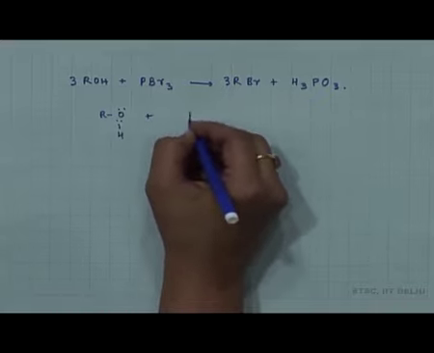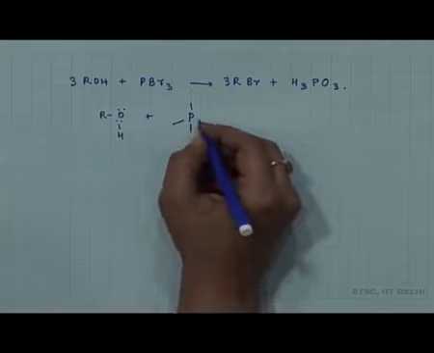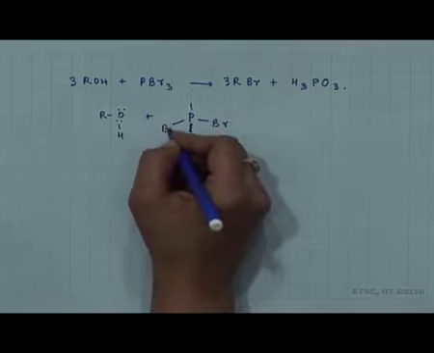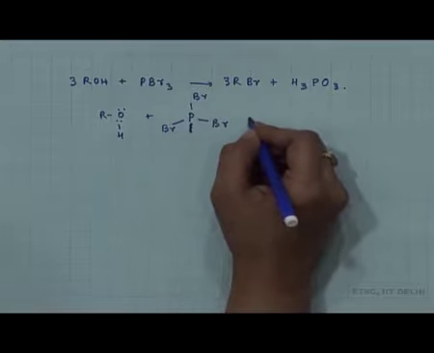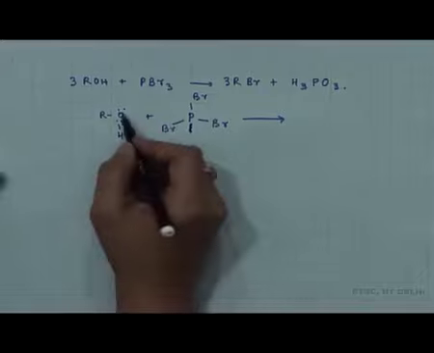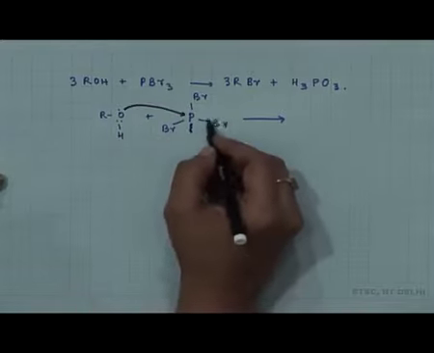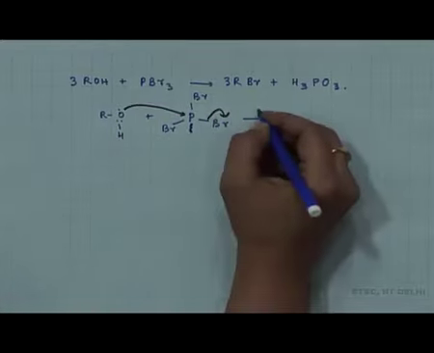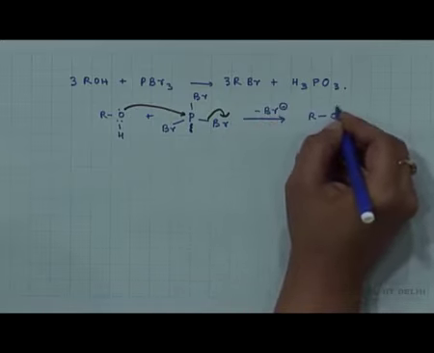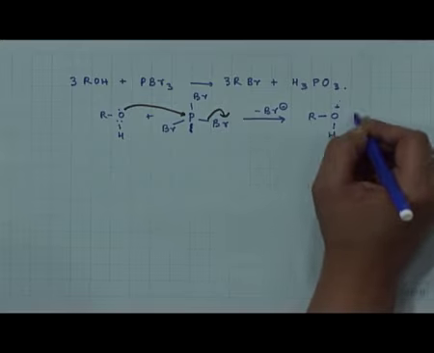You have alcohol reacting with PBr3, the trigonal structure. So, the first instance is the removal of the Br- to form this intermediate.